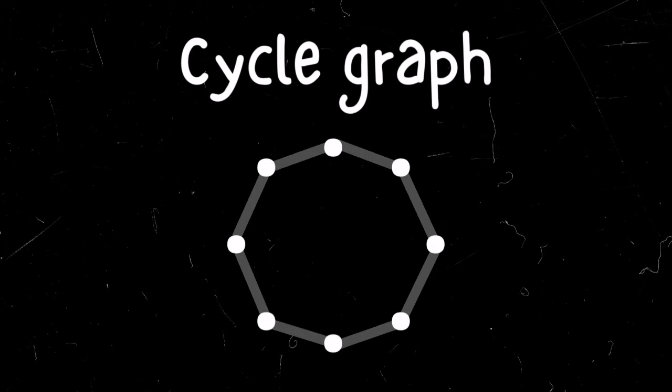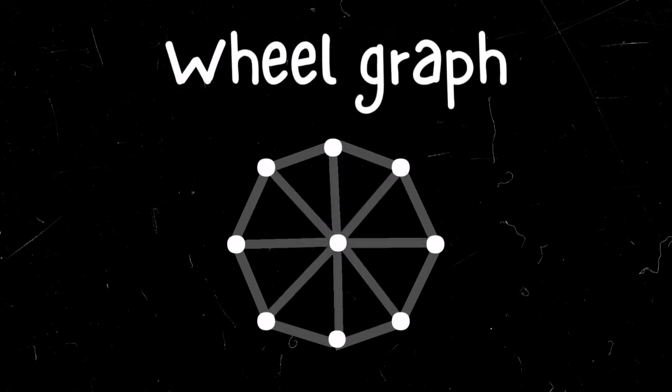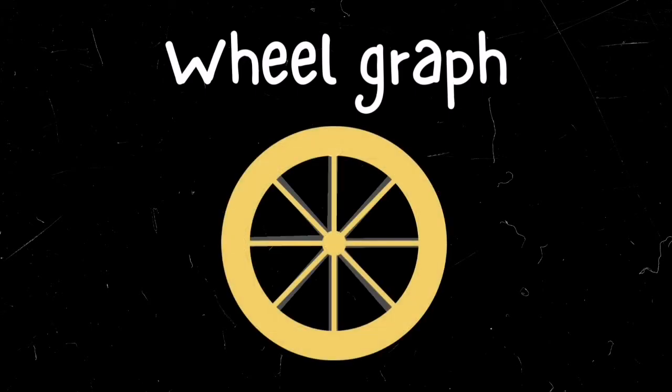Next is a cycle. A graph consisting of a single cycle where all edges loop over its vertices. Coming alongside the cycle is the wheel. It is just like a cycle, but with a vertex in the middle connecting to all other vertices, like a wheel in a carousel.